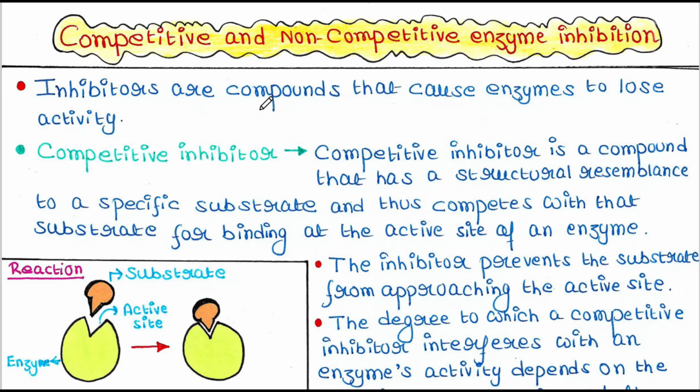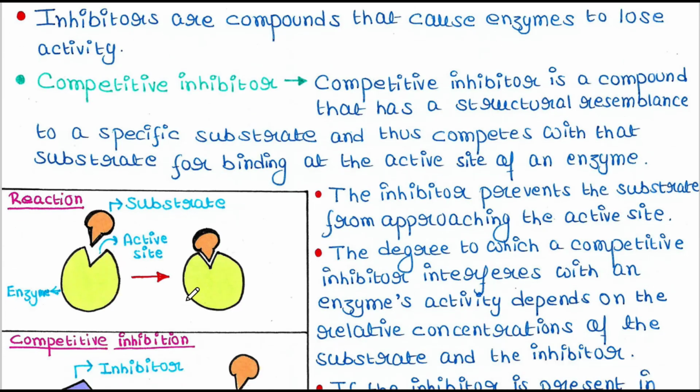So inhibitors are certain compounds that cause enzymes to lose their activity. This is a normal reaction. Here is the enzyme. This is the active site of the enzyme. This is the substrate, and the substrate fits properly in this active site just like this. Now let's talk about the inhibition of the enzyme. There are two types of inhibitors: competitive inhibitor and non-competitive inhibitor.